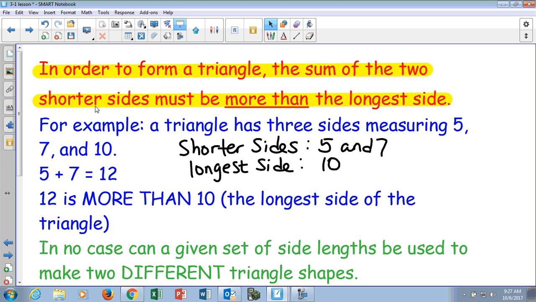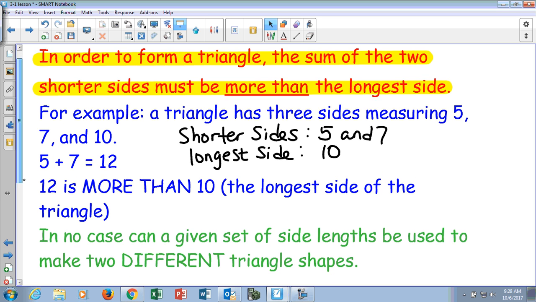So again, they give you an example here. A triangle that has three sides measuring 5, 7, and 10. Well, if the longest side is 10 and the two shorter sides are 5 and 7, 5 plus 7 is 12. So 12 is more than the longest side of 10. Therefore, you can make a triangle. Okay? And then you want to get this one in the green too.